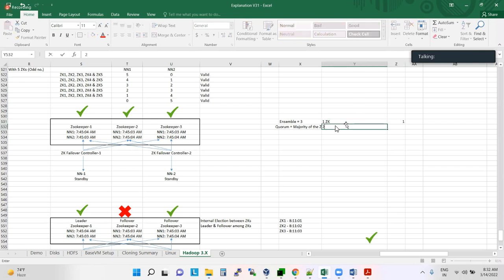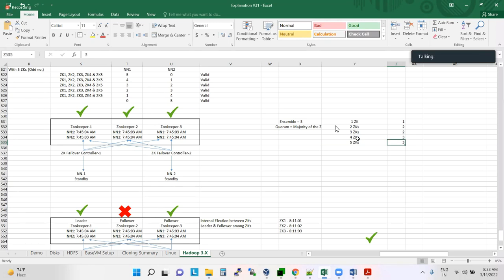Now tell me, if I have only 1 zookeeper, what is the majority? 1. If I have 2 zookeepers, what is the majority? 2. If I have 1, that is like 50%, right? So the majority is 2, and both should be there. If I have 3 zookeepers, now tell me. 2. If I have 4 zookeepers, 3. It should be there. If I have 5 zookeepers, 3.